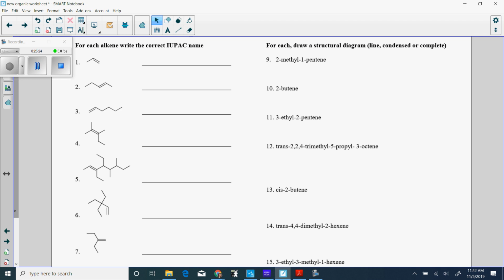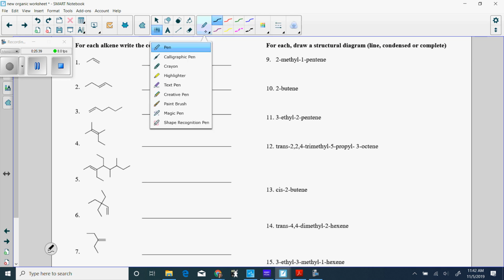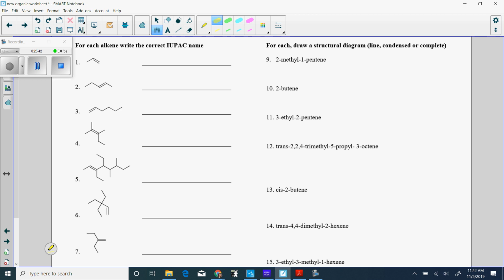Longest continuous chain. 1, 2, 3, 4, 5, 6, 7, 8. So is it just straight across? It's where our double bond is. So I have a substituent, a substituent, a substituent, and a substituent. Lots of them. This is going to be a big, long name.